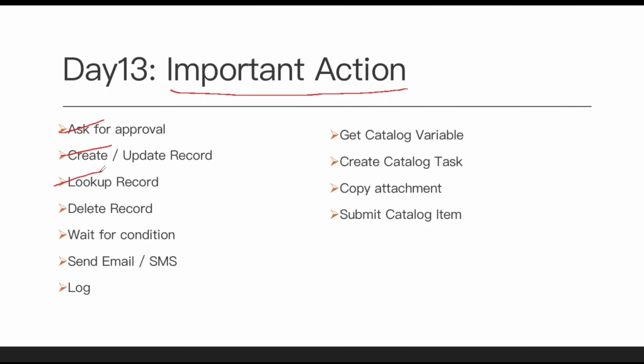Next we have lookup record. With the help of lookup record, we can query and find a particular record. Lookup record helps us find only one record, and there is one more action available called lookup records. With lookup records, we can find multiple records, maybe all the incidents whose parent is a particular incident, and then we can use the for each loop to update them. These actions we have also discussed in our earlier class.